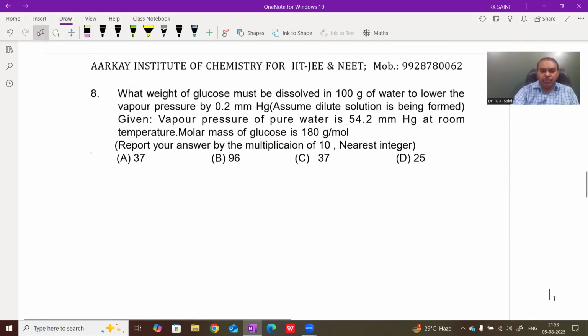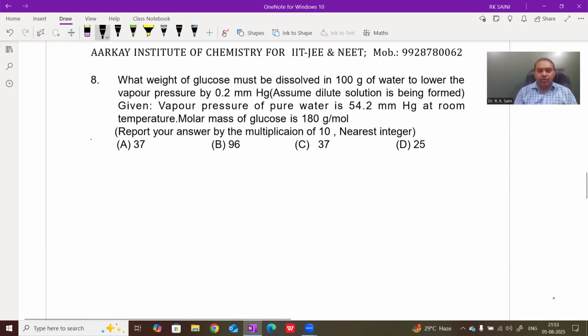What weight of the glucose must be dissolved in 100 gram of water to lower the vapor pressure by 0.2 mmHg. Assume a dilute solution is formed, and the vapor pressure of pure water is given as 54.2 at room temperature. Molar mass of glucose is 180. Write the answer to the nearest integer after multiplying by 10. Therefore, we use relative lowering of vapor pressure.